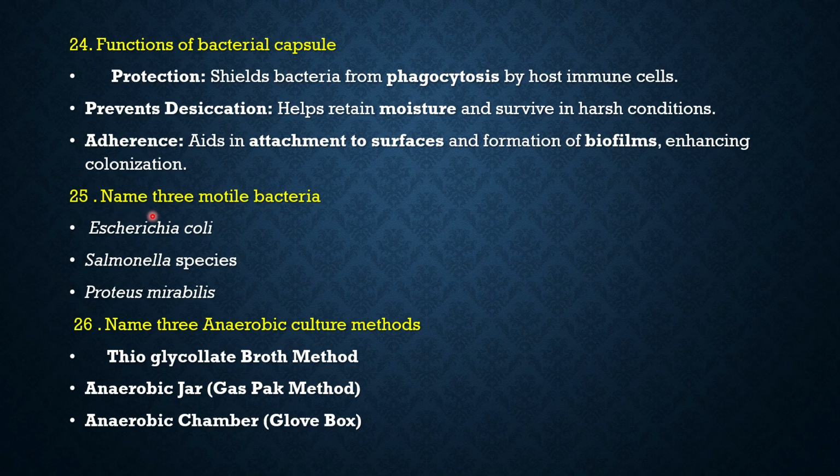And then name three motile bacteria. Motile bacteria is a bacteria which shows movement, which has flagella in it. So first one is Escherichia coli, second is Salmonella species, and third is Proteus mirabilis. And then name three anaerobic culture media. So that is which do not contain oxygen. So thioglycolate broth medium, anaerobic jar, that is gas pack method, and then anaerobic chamber glove box.